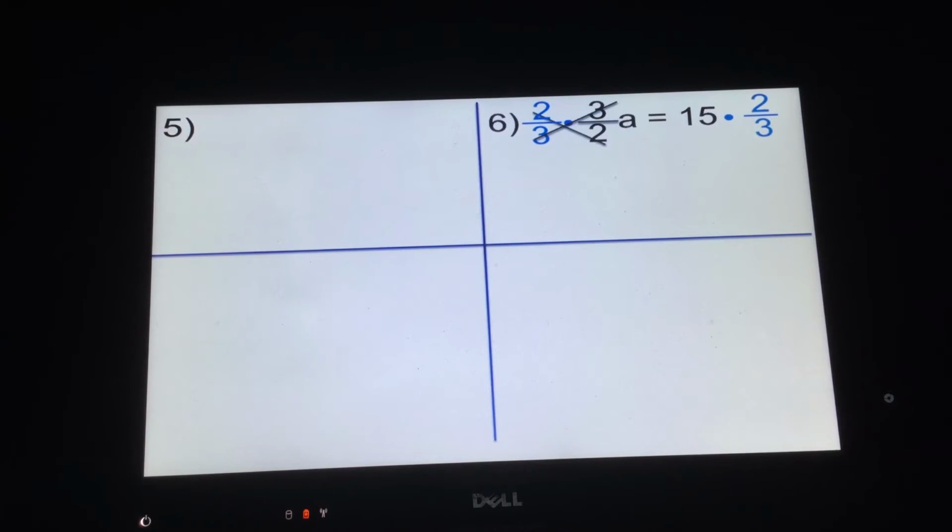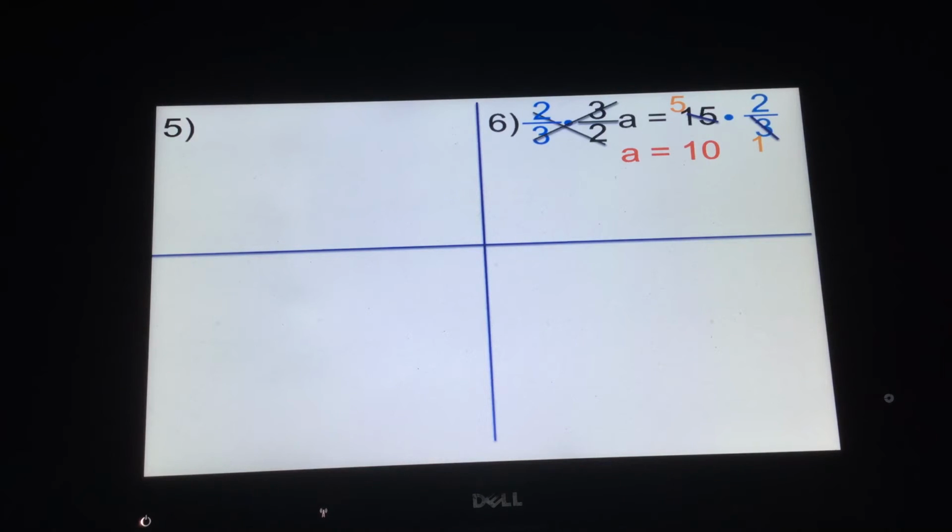And then on the other side, you're going to have to do a little bit of simplifying to make it easier. Now 15 and 3 have something in common. They have 3 in common. So you can change that 15 to a 5, because 3 goes into 15 5 times, and then the 3 is just going to turn into a 1. So that's going to leave you with 2 times 5 on the top. The bottom is just going to be 1, so you don't really need it. So you're going to wind up getting a equals 10.